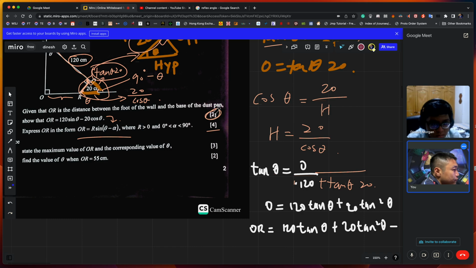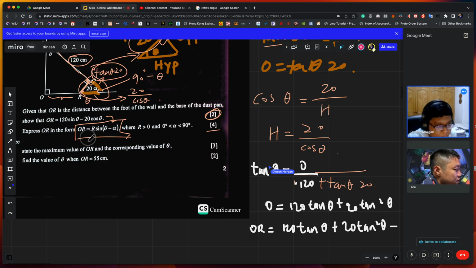Shall we not bother with this proving part? Let's just get it into this format first. I can even take the part A back. By the way, my brain is a bit congested now. You can also take it back and try to do it. Part A.